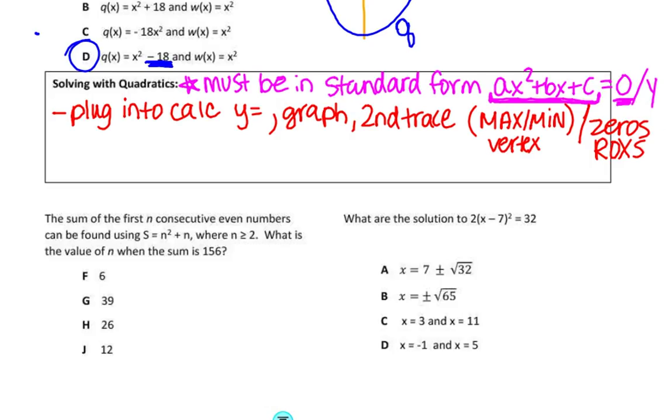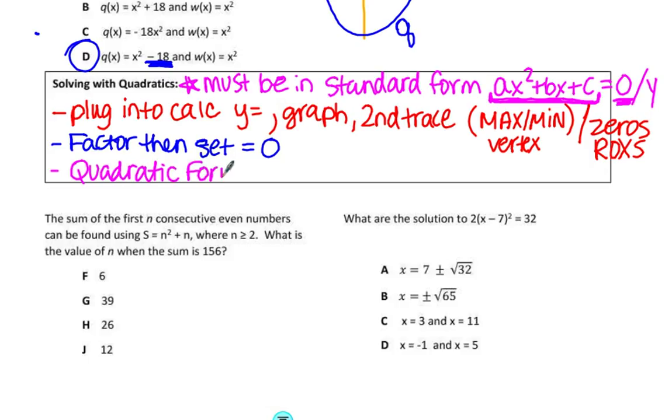Other options outside of that, you could always factor, then set your factors equal to 0, and solve for x that way, but nobody really likes to do that. And then your third option is the quadratic formula. It works every time. Remember, you are given that equation on your STAAR chart. So again, best option, get this thing to equal 0 or equal to y, and then just plug it into your calculator.